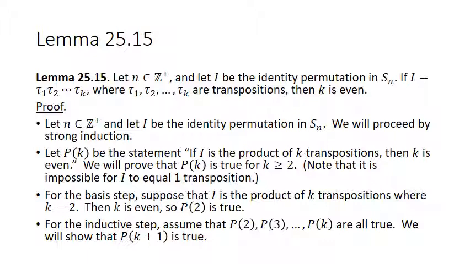Okay? So for the basis step, suppose that I is the product of k transpositions, where k equals 2. So basically we're trying to prove P2. Well, just by the supposition that we've made that I is the product of 2 transpositions, then k is even because 2 is even. So this part right here is like the easiest basis step that you'll ever see. Okay, so let's try the inductive step. So for the inductive step, let's assume that P2, P3, all the way up through Pk are all true. Then what we want to show is that P of k plus 1 is true. So in other words, we want to show that if I is the product of k plus 1 transpositions, then k plus 1 is even. So let's give that a try.